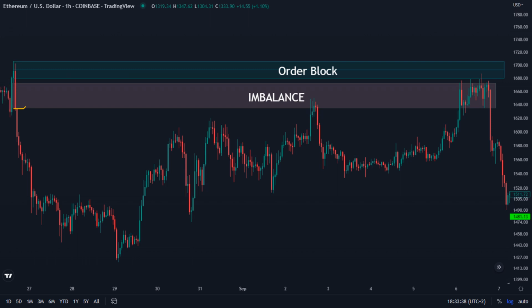We're not trading an imbalance. We are using an imbalance as a confluence that our order block above it will work. So I think, guys, I explained everything about an order block and about an imbalance.